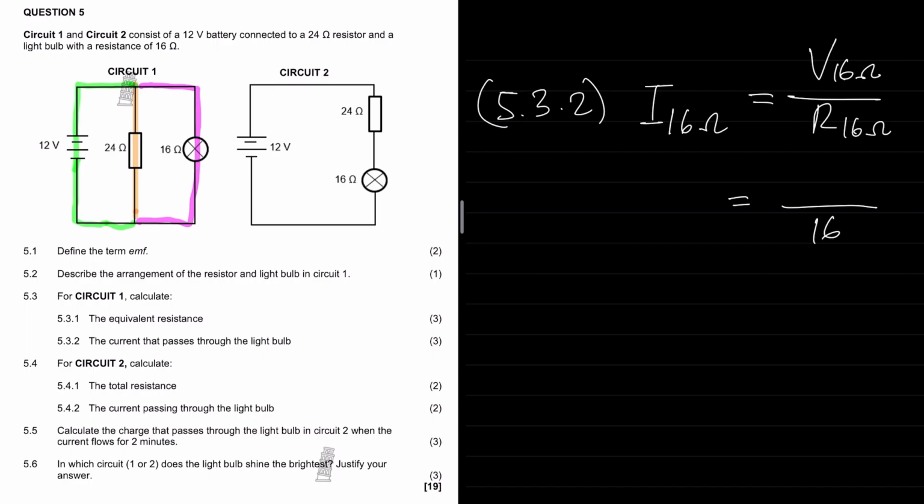And the next thing is we need to figure out what the voltage is going to be for the 16 ohm resistor. Now, since they are all connected in parallel, this voltage would be 12 volts, and this one would also be 12 volts. Because remember that the voltage in parallel will be the same as long as there are no other components connected in series. So the answer here is going to be 12 over 16, which is 0.75 amperes.